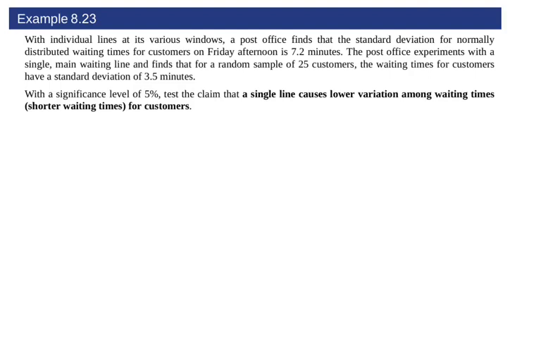With individual lines at its various windows, a post office finds that the standard deviation for normally distributed wait times for customers on Friday afternoons is 7.2 minutes. The post office experiments with a single main waiting line and finds that for a random sample of 25 customers, the waiting time for customers has a standard deviation of 3.5 minutes. With a significance level of 5%, test a claim that a single line causes lower variation among waiting times. So shorter wait times for customers.